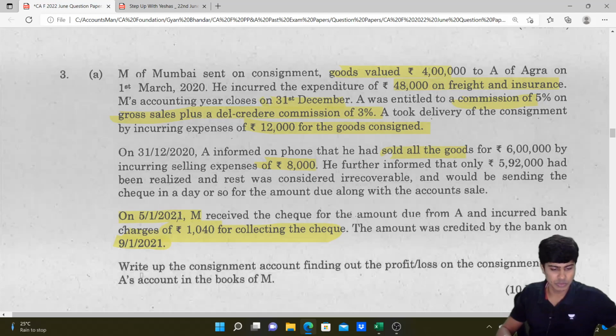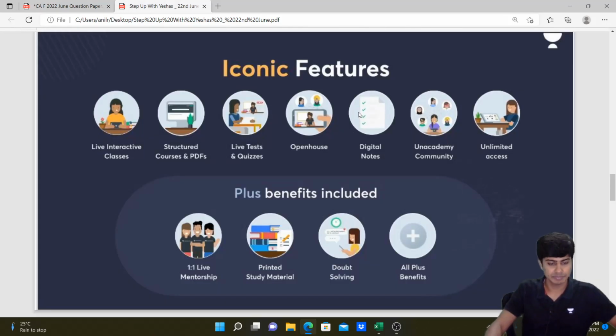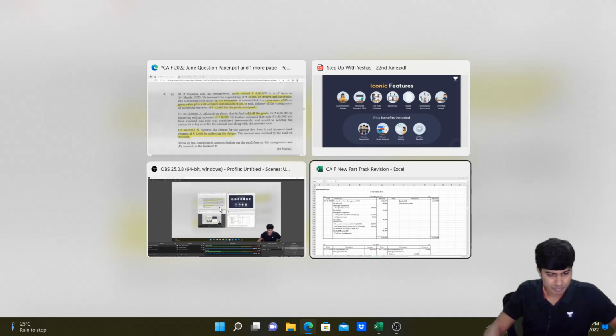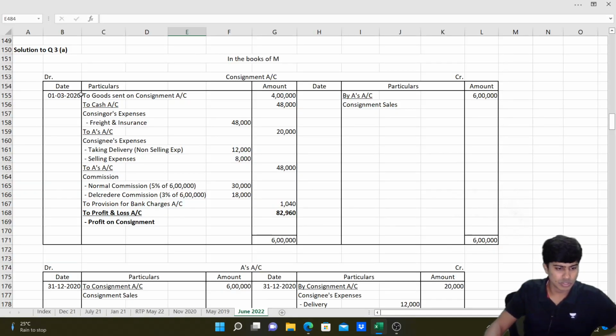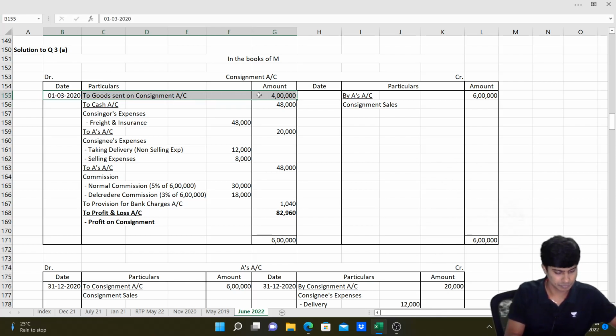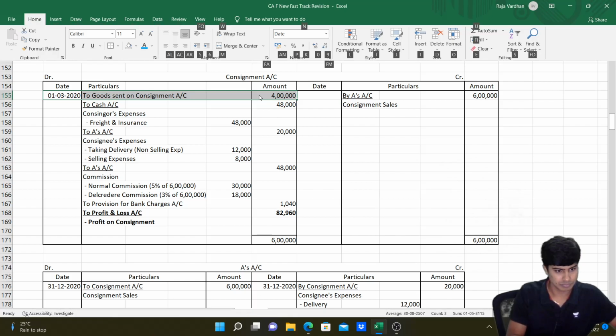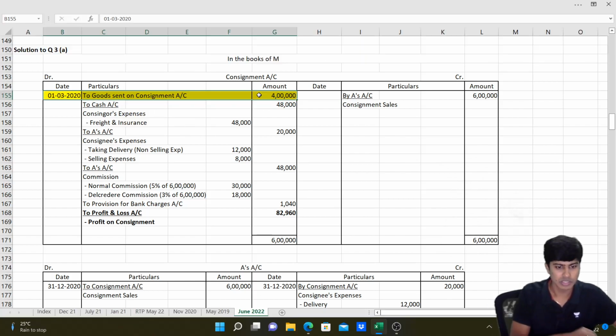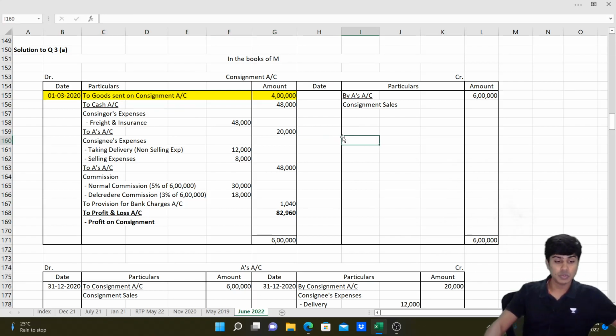Now let's quickly start with the question. So they want us to prepare consignment account and consignee's account, consignee A. So in the consignment account, at first we'll write goods sent on consignment 4 lakh rupees. Let me change the color to yellow.